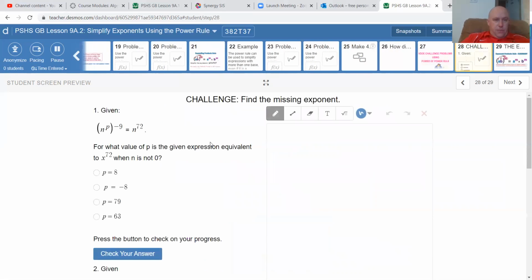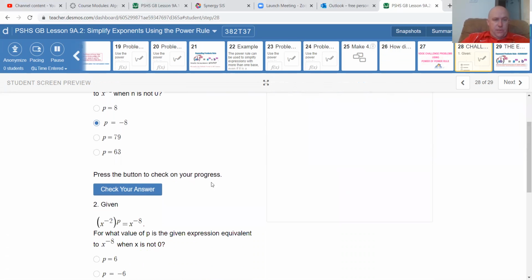One final challenge, some bonus questions here. So power to a power, when we multiply these together, we know we get 72. So p times -9 is 72. So just think which number times -9 gives you 72. And it should be -8. -8 times -9 is 72.